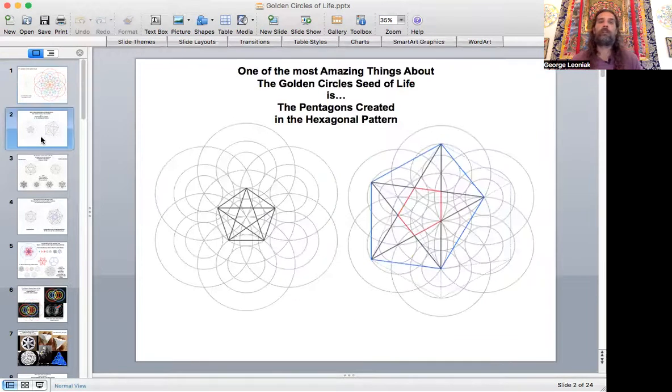Now, let me just start showing a few of these things, and we will get to these forms in a moment, because the purpose of this video primarily is to show off the template itself and what it does to create the forms. But here are a few things that were just so amazing about it. This is really one of the most amazing things about the golden circle seed of life, that it will create a pentagon within the intersections of the design itself, within this circle overlapping pattern. All of the vertices necessary to create a regular, perfect pentagon are contained within this pattern.